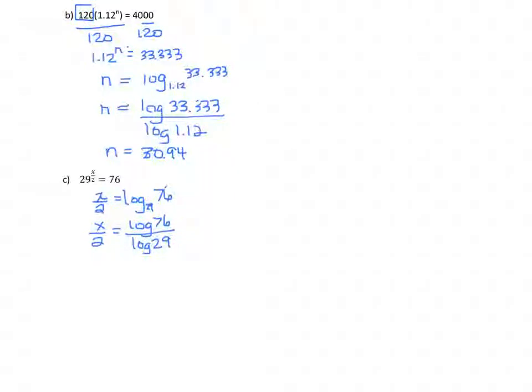And then, in order to get x by itself on the left-hand side, we'll multiply both sides of this equation by 2, so that on the left-hand side we just have x equals 2 log 76 divided by log 29. And with your calculator, you'll see that is approximately 2.57. And that concludes this very short lesson.